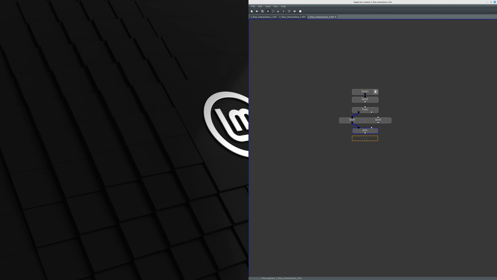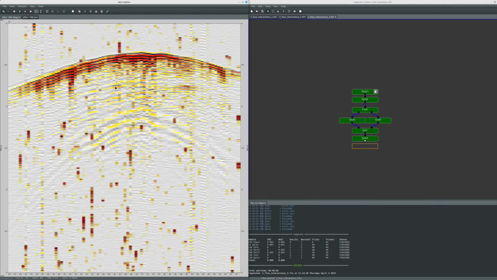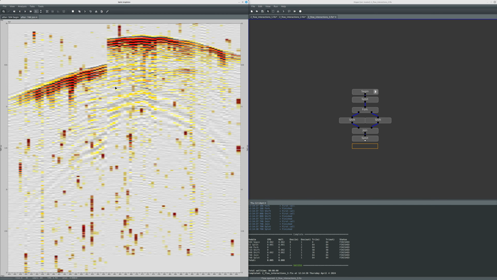We need to join the streams back together again before another splot to see what we've achieved. And running the flow shows us before in the left-hand tab and after in the right.